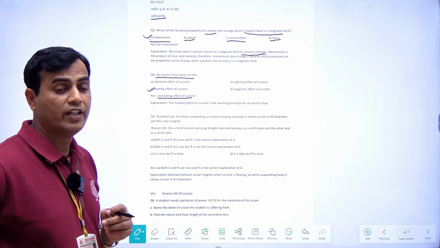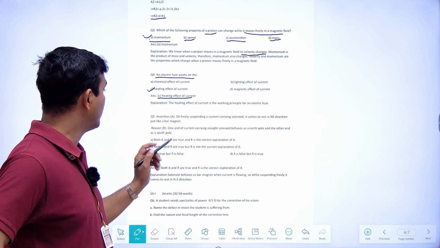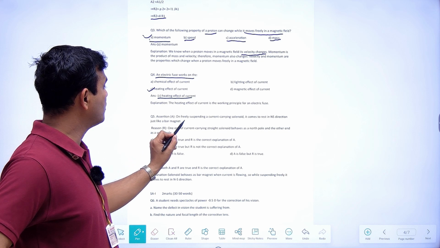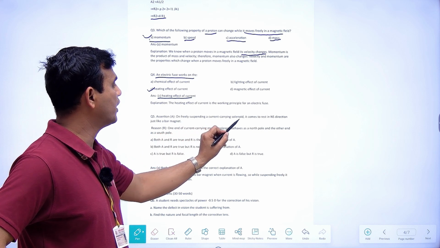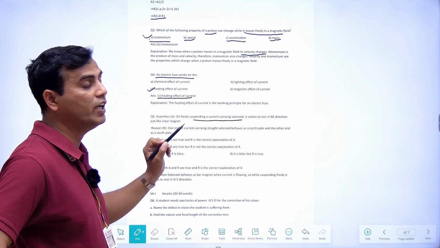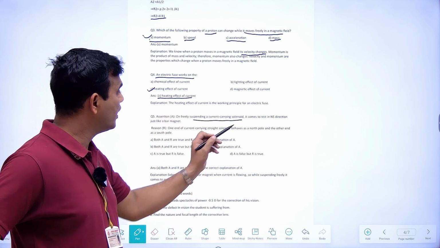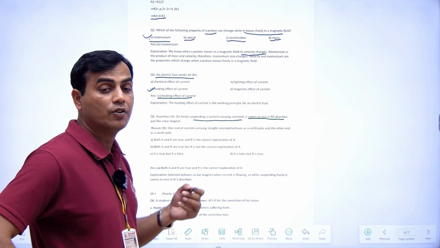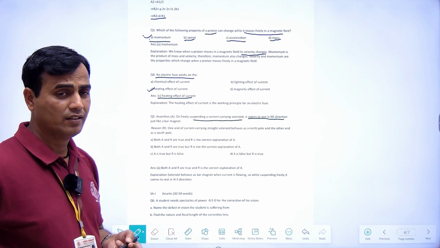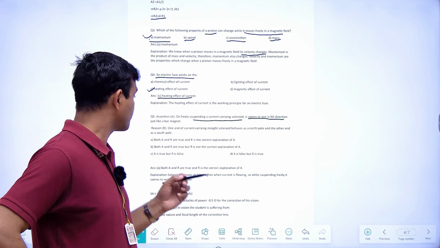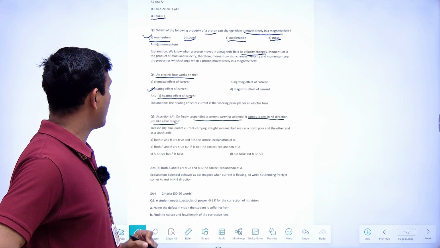Here I am providing a sample question. The assertion given is on a freely suspended current-carrying solenoid. A solenoid behaves as a bar magnet. So if we freely suspend it, it comes to rest in the north-south direction. So it is true, exactly like a bar magnet.